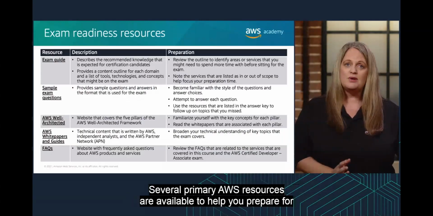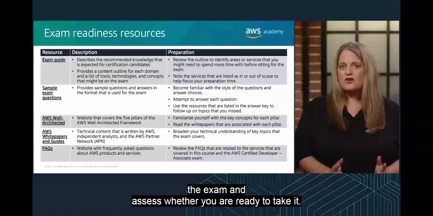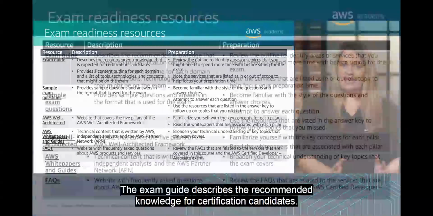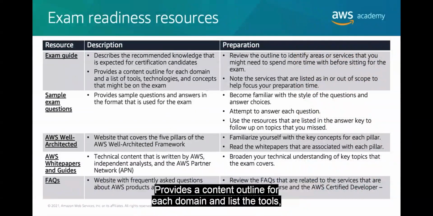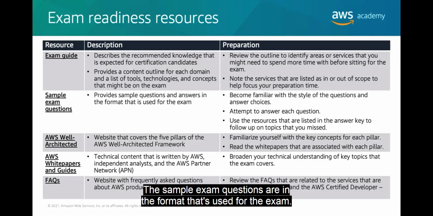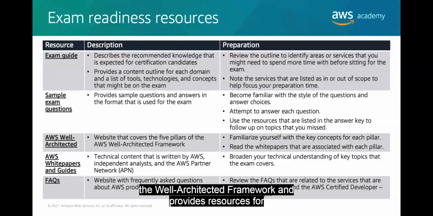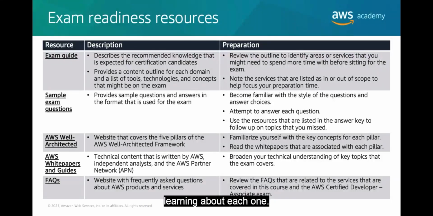Several primary AWS resources are available to help you prepare for the exam and assess whether you are ready to take it. The exam guide describes the recommended knowledge for certification candidates, provides a content outline for each domain, and lists the tools, technologies, and concepts that might be on the exam. The sample exam questions are in the format that's used for the exam. The AWS Well-Architected website covers the 5 pillars of the Well-Architected framework and provides resources for learning about each one.